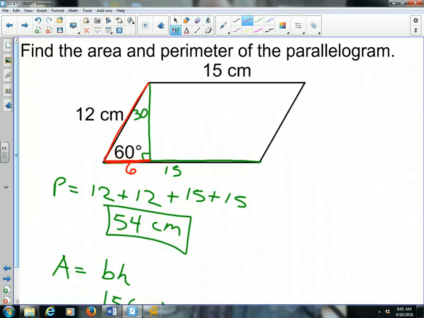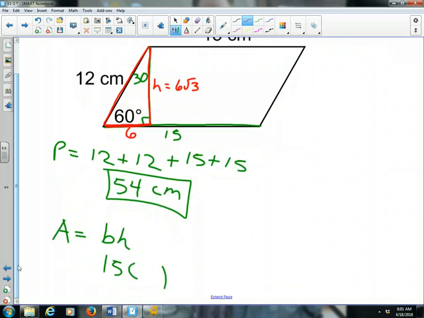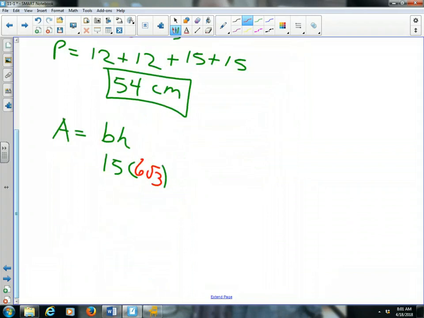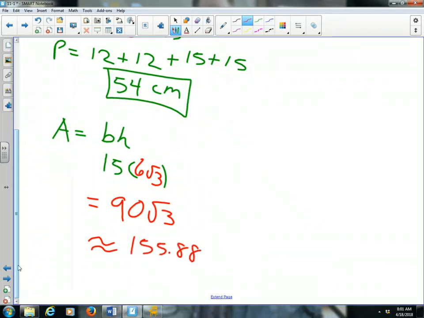And then this side, our height, which we want to find, h, that's the square root of 3 bigger than the shortest side. So 6 times the square root of 3. There is my height. So what's my area? Base times the height. And height is 6 root 3. 15 times 6 root 3 is 90 root 3. That's my area. Or approximately, if we take 90 times the square root of 3, 155.88. This time it is centimeters squared.